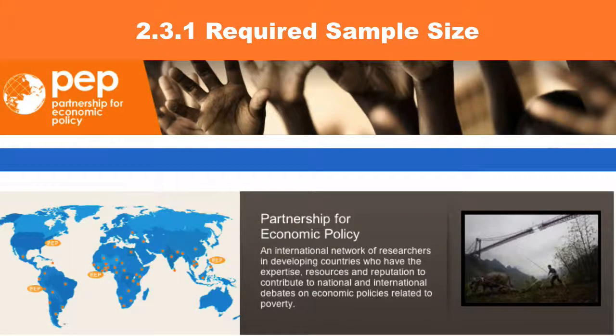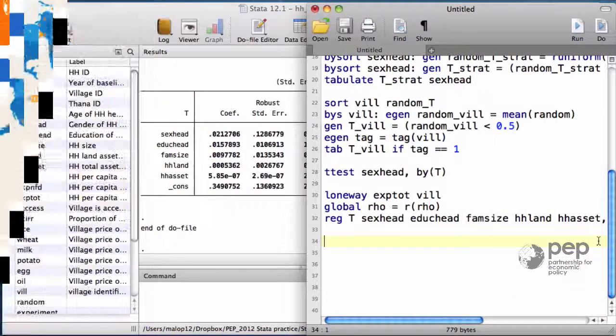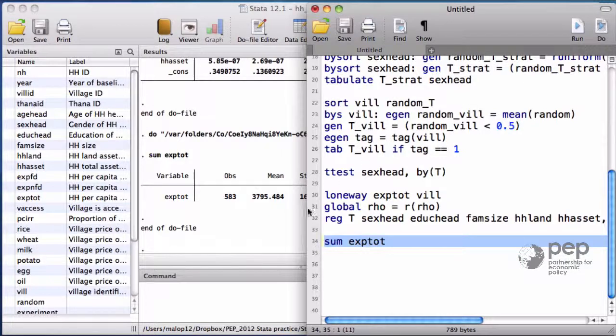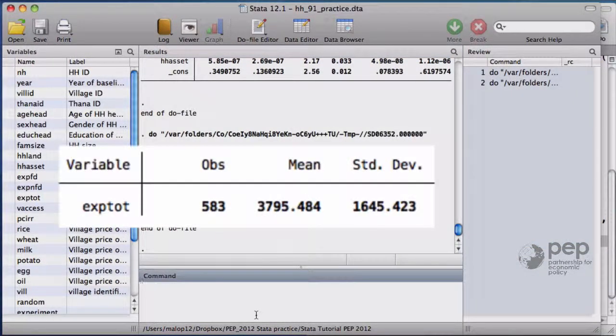Required sample size. The required sample size tells us how many observations we need to evaluate our fictitious microcredit program. Suppose that the theory of change predicts that this microcredit increases total household expenditures in the short run. We expect the program to affect many other variables, but we have chosen total household expenditures as the main outcome variable. If I do a summary of the total expenditures using this baseline data, the average expenditure is around 3,800 taka, and the standard deviation is about 1,600.